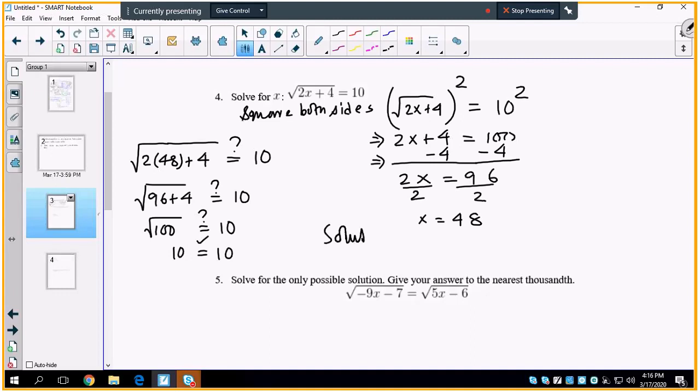Write your answer always as a set. So the solution set is the singleton 48. It means the real number 48 is the only solution to this radical equation.